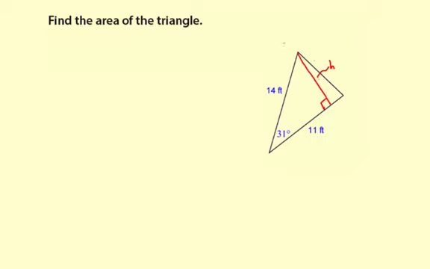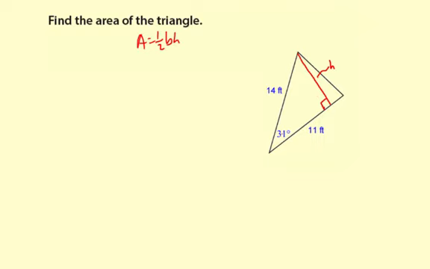Remember, when you're finding the area of a triangle, area is typically 1/2 the base length times the height. So in this case, we need to figure out what the height is. We know the base length is 11. We can use the trigonometric ratio because we have a right triangle now.